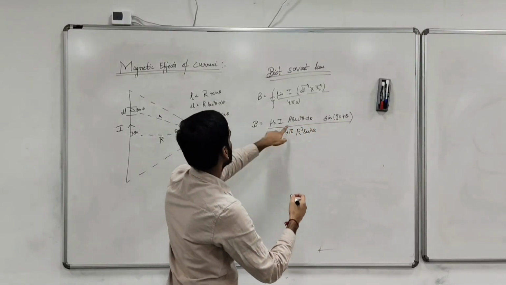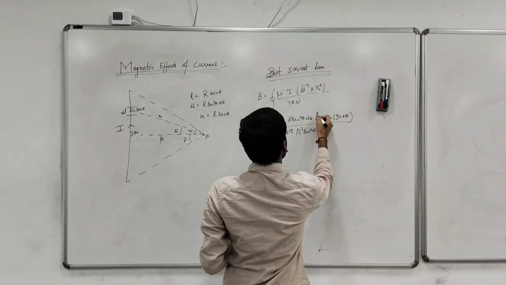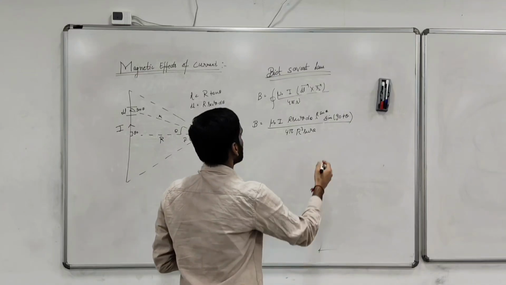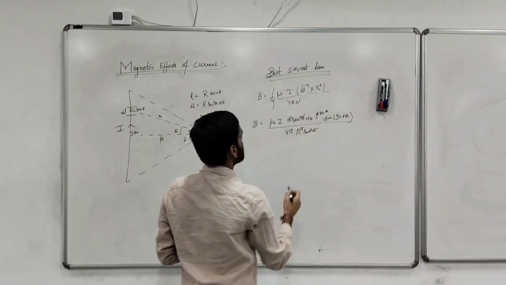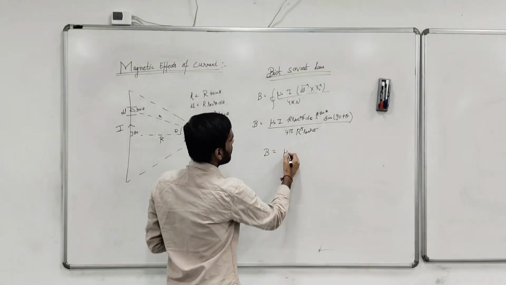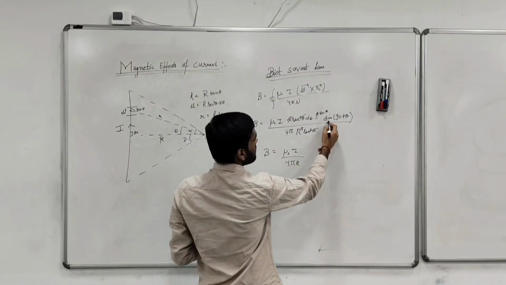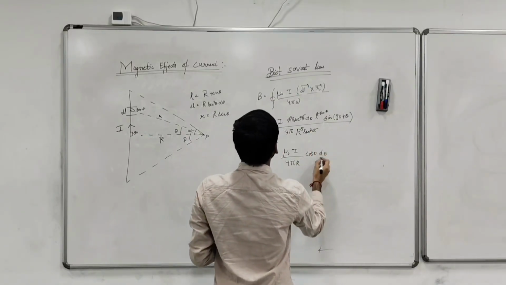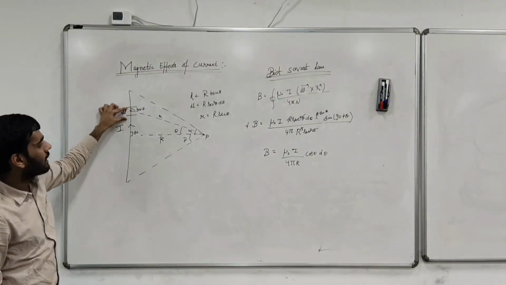So simply, dl is r sec square theta d theta, divided by r square, which is r square sec square theta. This will cancel, this will cancel, sec square theta will cancel. So we are left with dB is equal to mu naught I by 4 pi r, times cos theta d theta. This is the magnetic field produced by this current element.